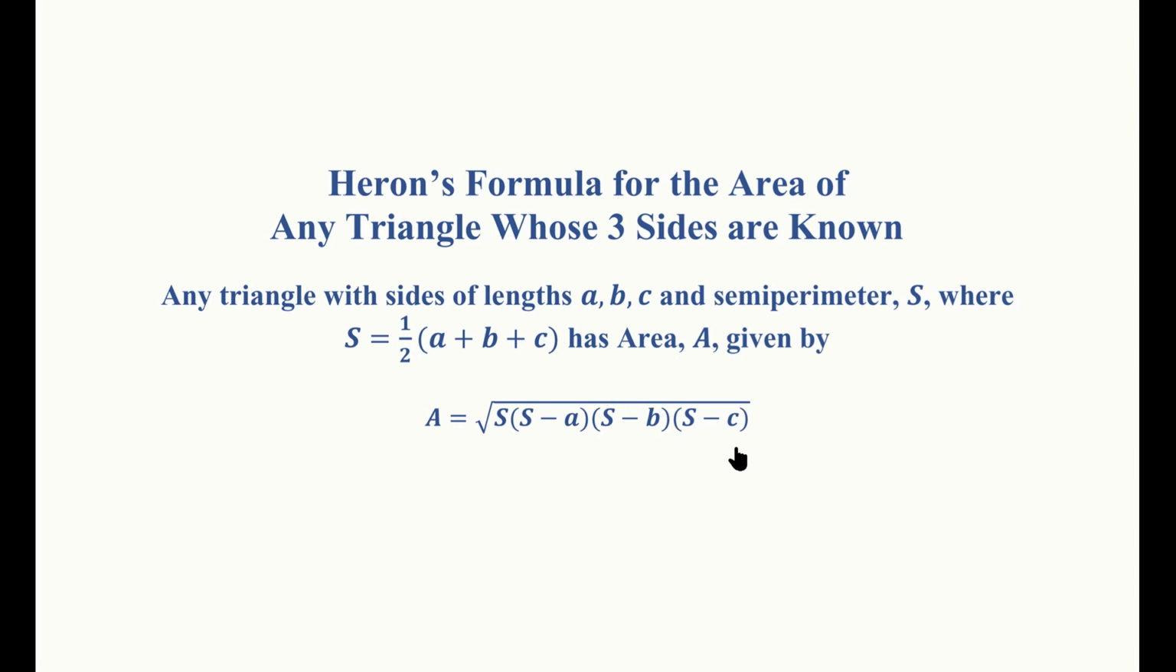And so, let's just say you have a triangular plot of land that someone has just gifted you, and you just want to know the area, right? Well, all you need to do is go around that triangular piece of land or lake or whatever it is and measure the sides, and then you'll be able to calculate the area using Heron's formula.